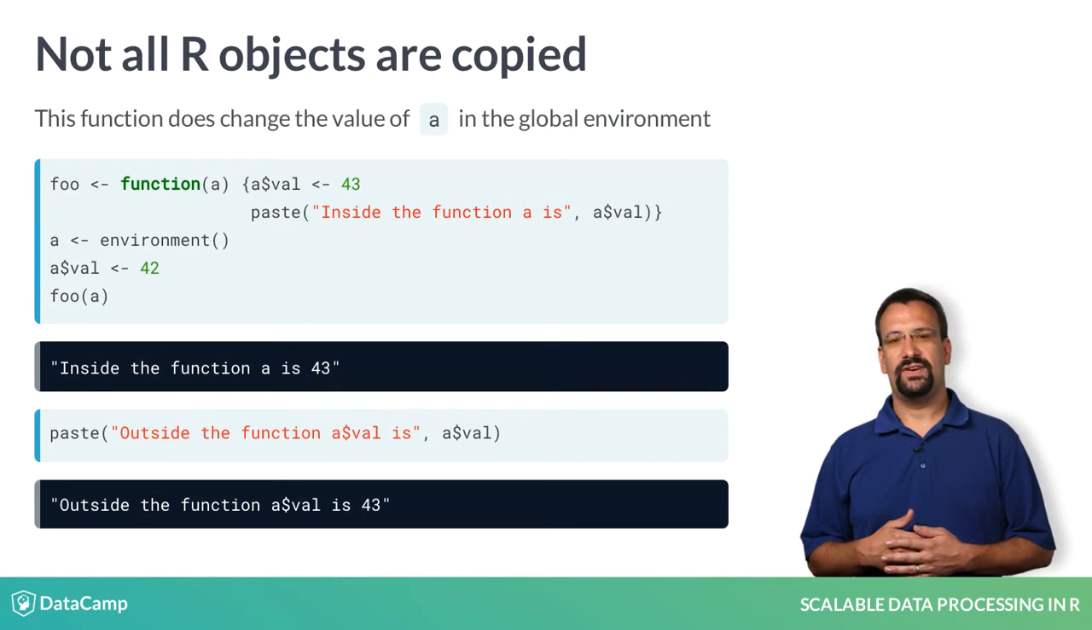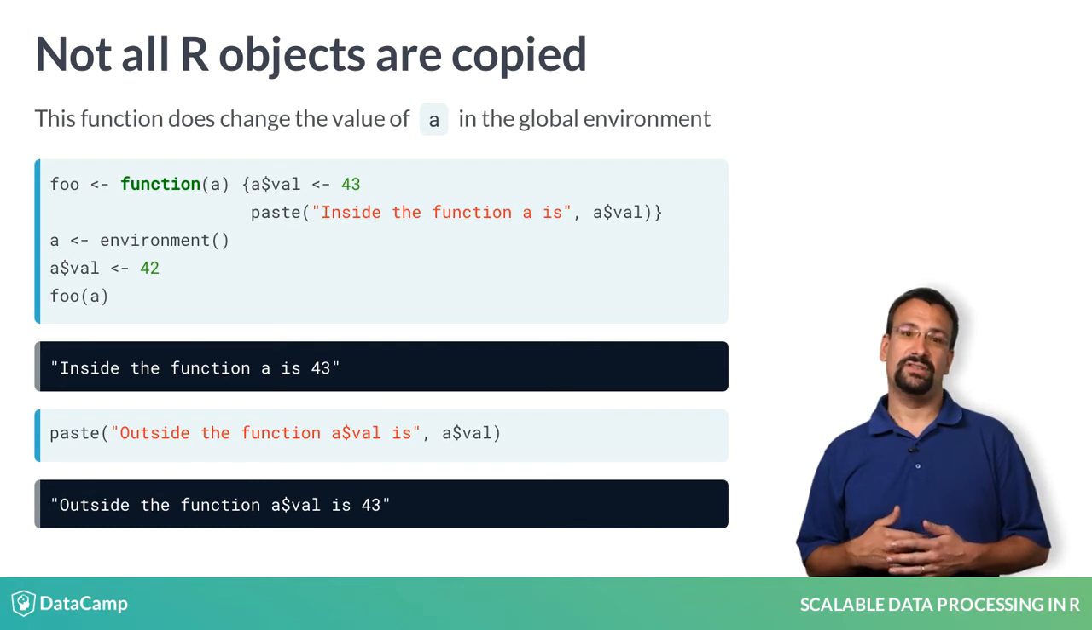There are other types of variables, like environments, that are not copied when they are passed to a function. For these types, it is the actual data structure, and as a result, if you change their values inside a function, you will see those changes after the function is finished executing. Those types of objects have reference semantics.